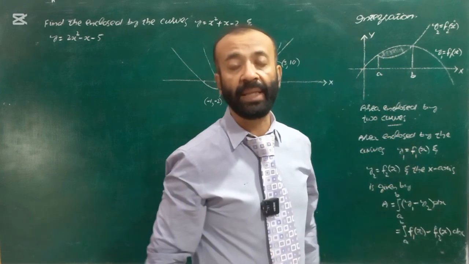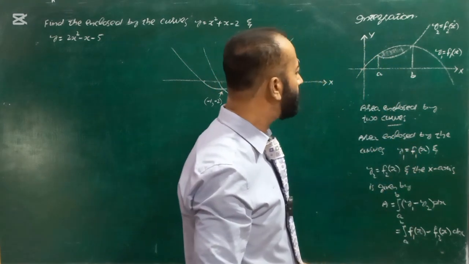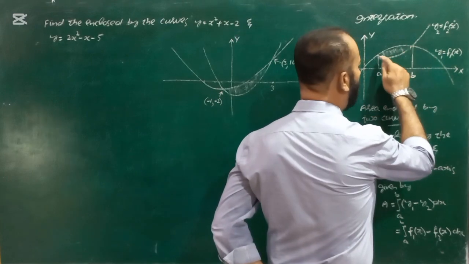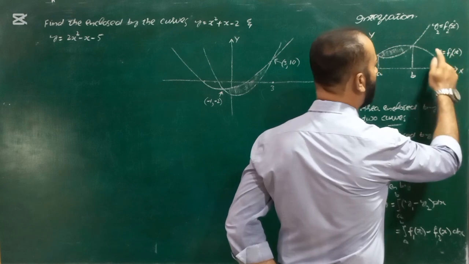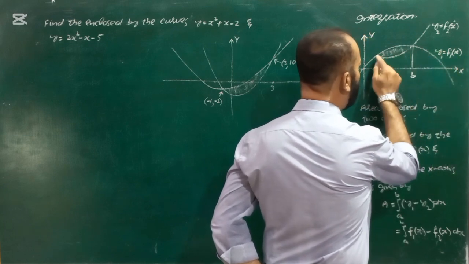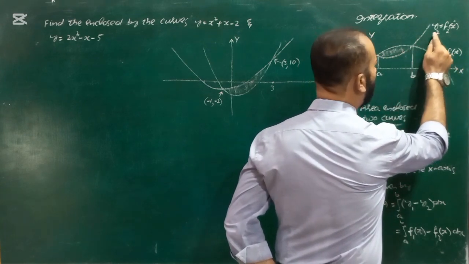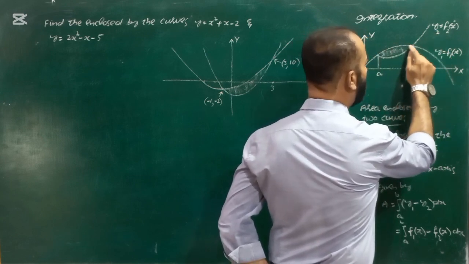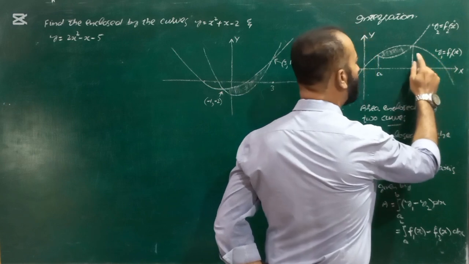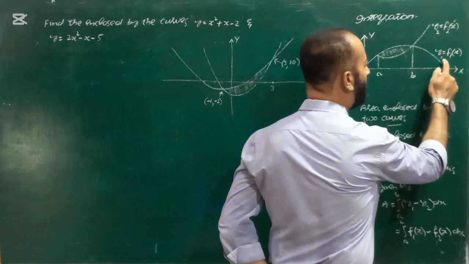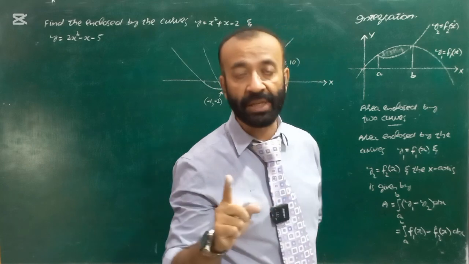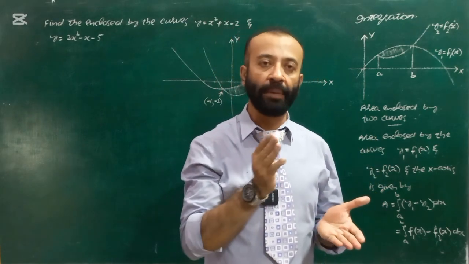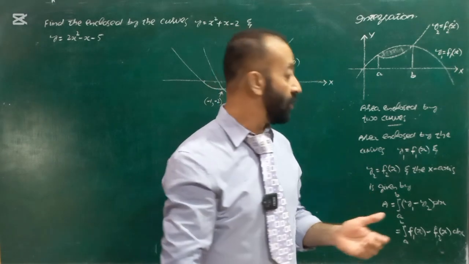But remember one thing that is very, very important. Actually, you have to subtract the curve which is below from the curve which is above. So look now, in this area the curve which is below is y2, and the curve which is above is y1. So you will subtract y2 from y1. So the point to be noted is the curve which is below will be subtracted from the curve which is above. So this is the condition.